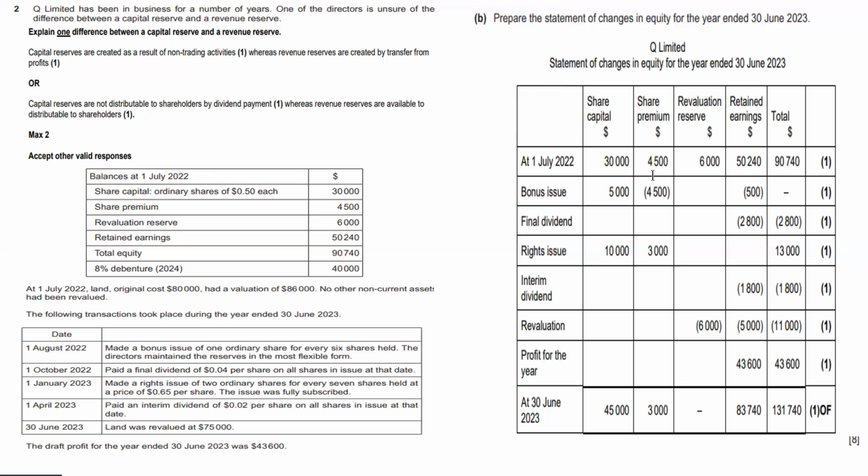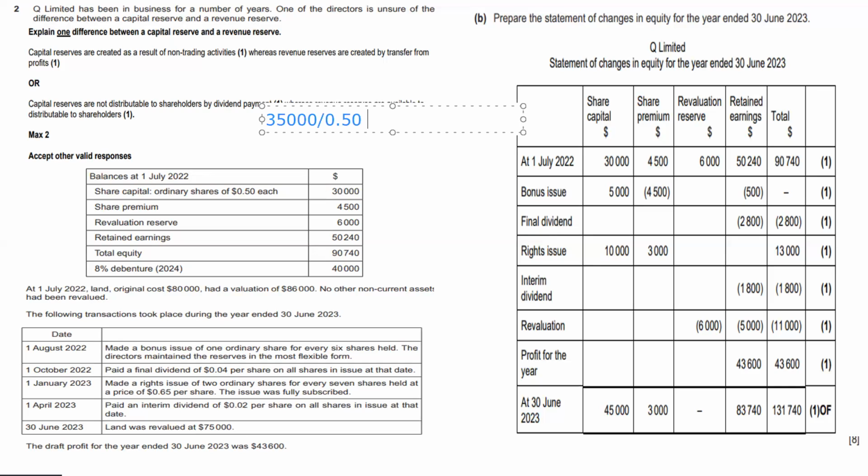35,000 divided by 0.50 is 70,000 shares. And then you'll multiply that by 0.05. So 35,000 divided by 0.50, so you have 70,000 shares.